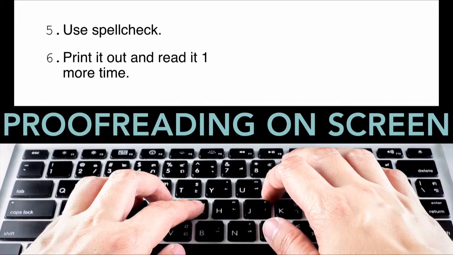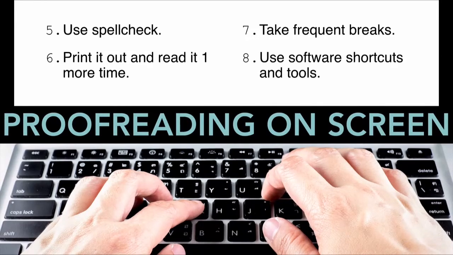Another thing to keep in mind, especially if you're proofreading from the screen, take those frequent breaks. Get up, walk around. Don't try and proofread it all in one sitting. And then use all the shortcuts and tools that are available to you on your particular computer software. Every computer has different tools that are available. So just make sure that you're familiar with the software that you have and use all of the tools that are at your disposal.